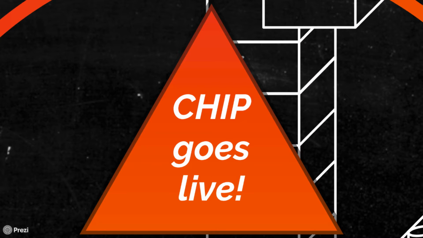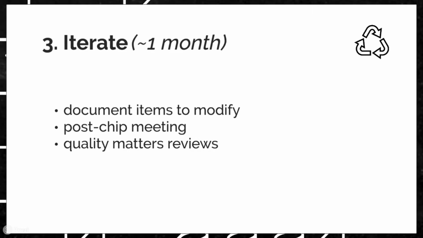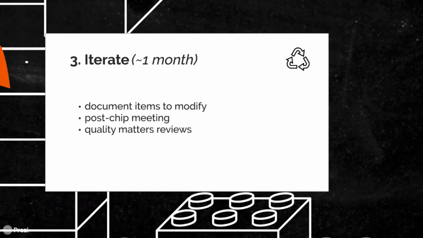It is then game time, when the CHIP goes live and is moderated by a learning coach who walks with students through the learning experience. This CHIP moderator can also document things that are working well and the things that are not, so that CHIPs can be continually improved upon. This brings us to the last stage of iterate, where CHIP development teams can regroup, review, and make any updates to the CHIP as needed.